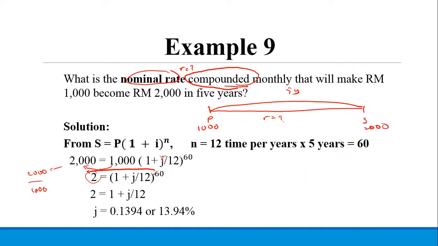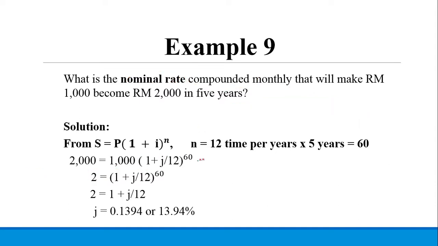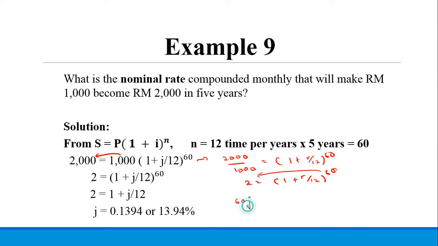Okay, I will move this one. I will show you a little bit for this one. For this case, it's 2000 divided by 1000. But I move this one to the left side. Then I move this one to the left side. It becomes 60. Because this power moves to the left side, it becomes square of 60.